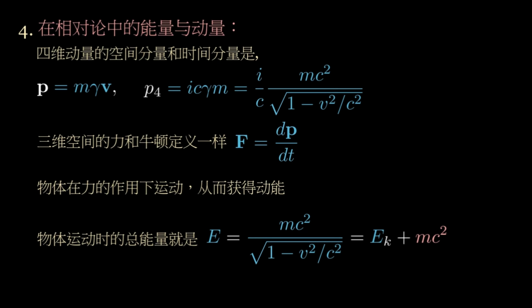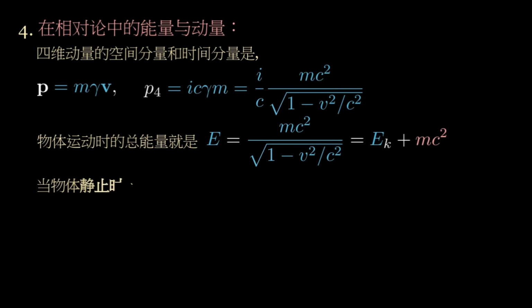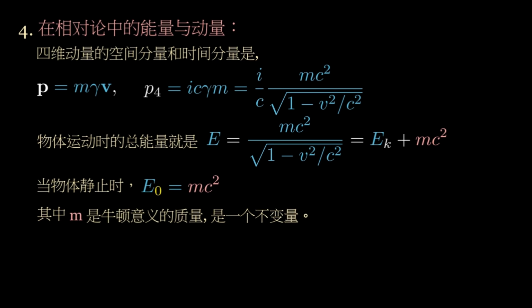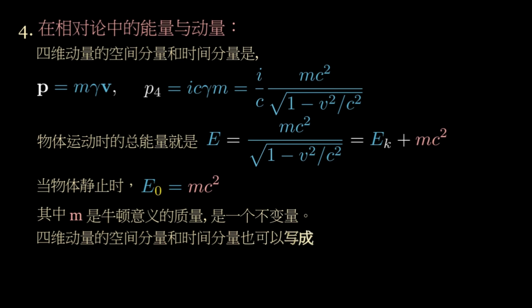The following term is very important. When the object is at rest, then Ek is equal to 0. Then E at this time should be equal to the rest energy. We write it as E0, where m is the mass in Newton's sense, which is an invariant. This is the greatest discovery of special relativity. When the object is at rest, it has energy E0, and it is related to Newton's mass m. The space and time components of the four-dimensional momentum can be written as this. Momentum can be expressed in terms of energy.